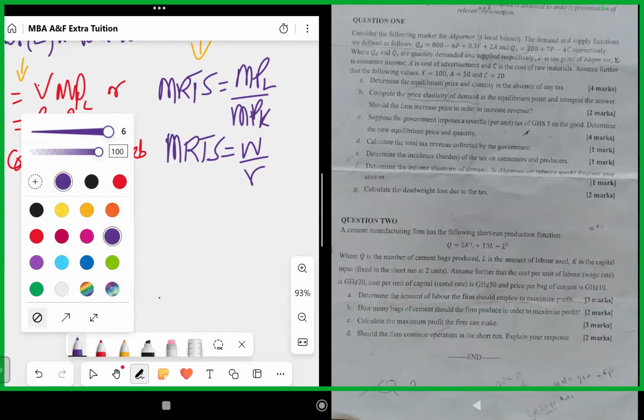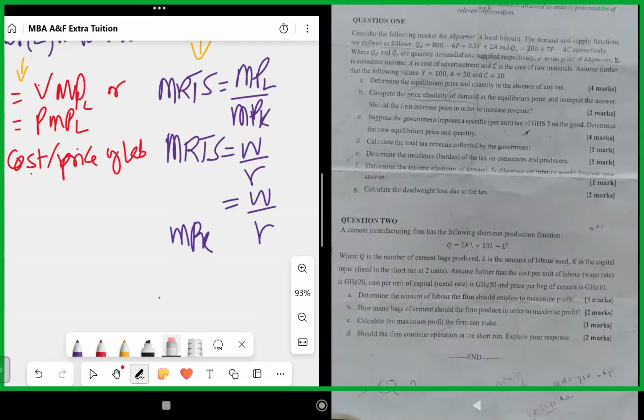The marginal product of labor. That's correct. All right, so this is what I want to arrive at, but I wanted to explain a few things because sometimes in a question they could state this MRTS. It's the same as the MPL over MPK.